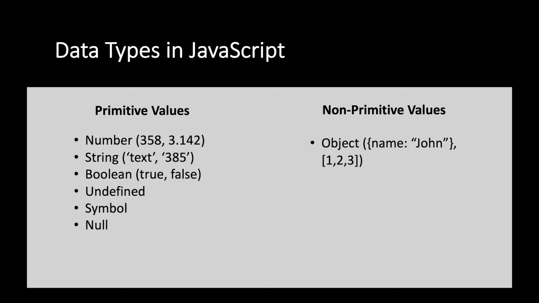Now, primitives are known as being immutable data types, meaning there is no way to change a primitive value once it's created. And non-primitive values are what we know as mutable data types, meaning the value of an object can be changed even after it gets created.